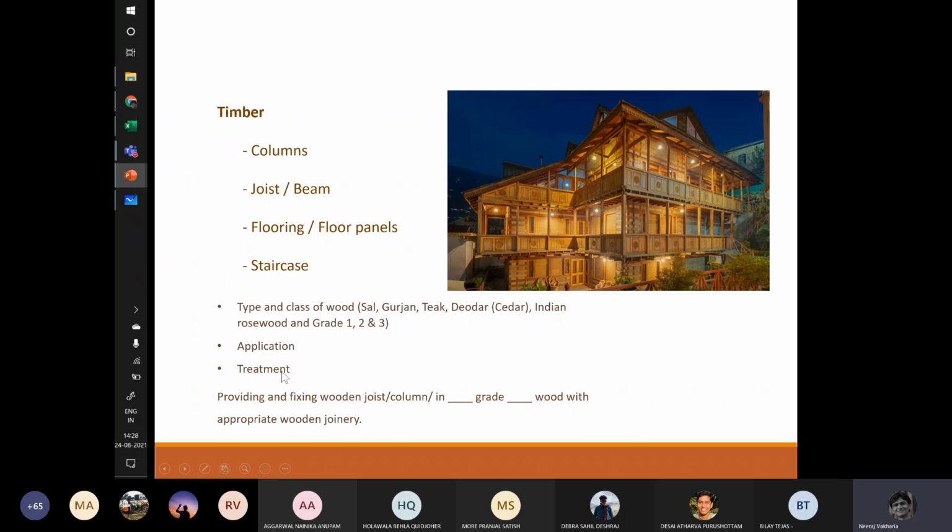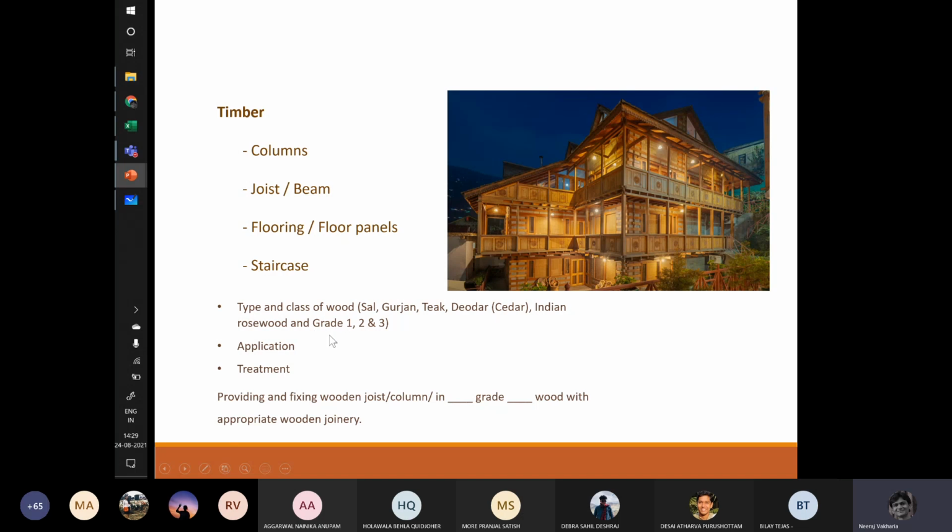Now when we talk about timber, what things do we have to keep in mind? The same three principles you have to keep in mind for any material you are going to consider. First, what kind of timber you are going to use, and the class of wood. There is grading: grade 1, grade 2, grade 3. The types of wood commonly used here in India are sal wood or gurjan. Gurjan generally is used for making plywoods. Then there are teak woods, then deodar, Indian rosewood.